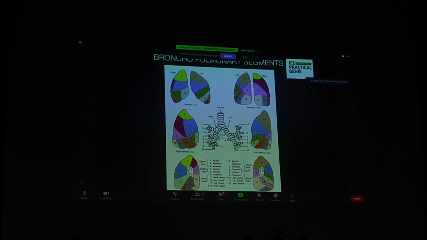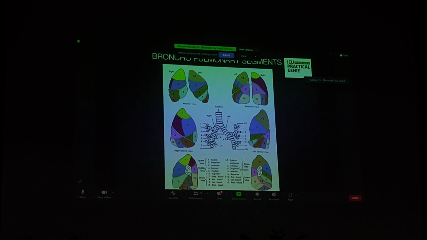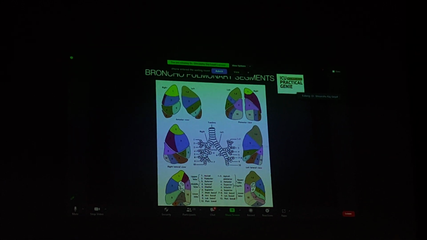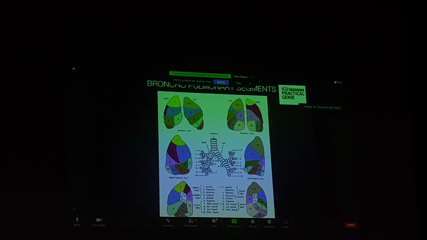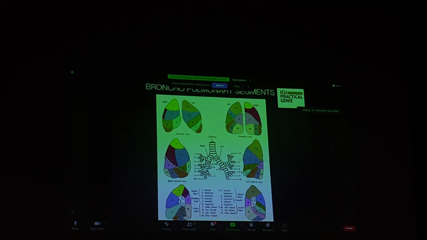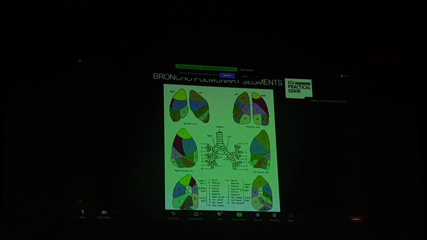So you have four segments: apicobasal, anterior, lateral, posterior. You do not have a medial segment apart from apicobasal. You do not have a medial basal.